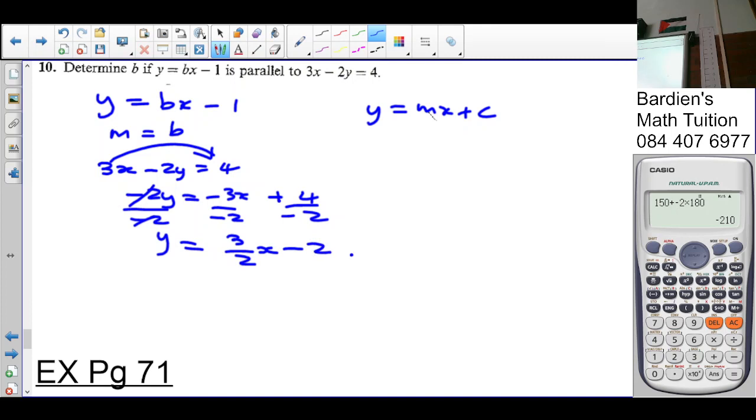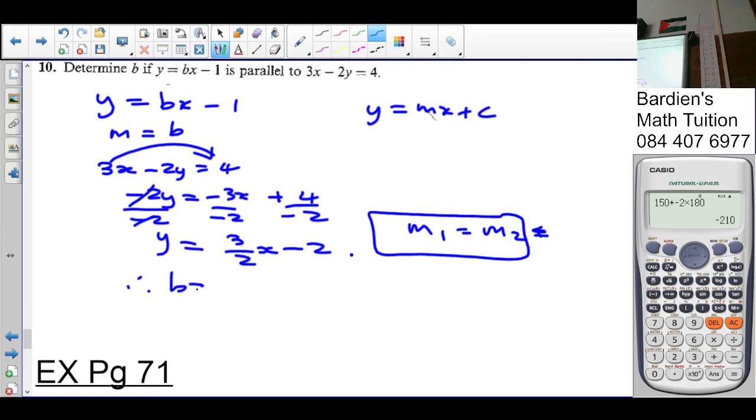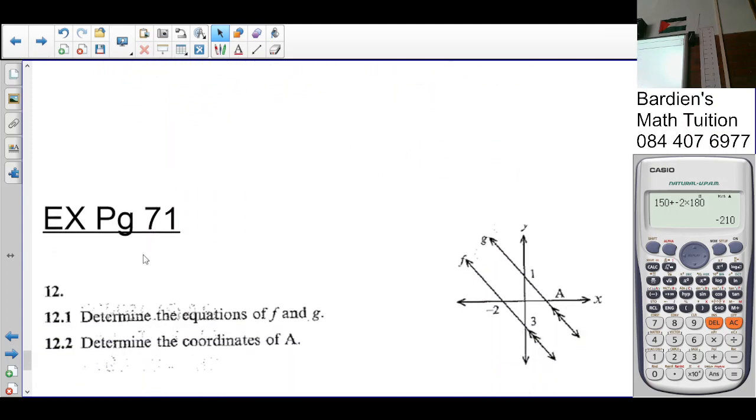Is it now in the form of y is equal to mx plus c? Yes. So if lines are parallel, gradients are equal. Not so? So therefore, B is equal to 3 over 2. Because that is the gradient of the second graph. The gradient of the first graph. Right, you guys understand? Any confusion there?